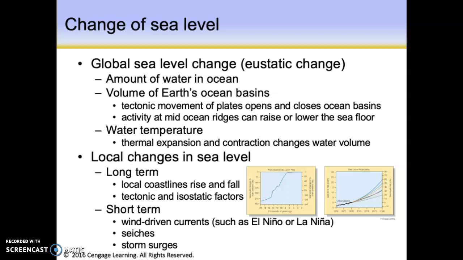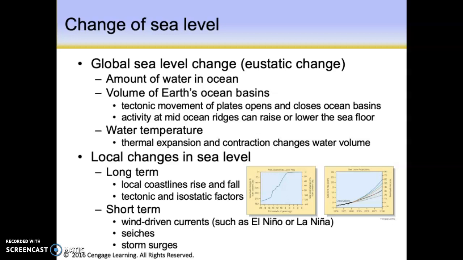The first thing we want to mention is the global experience of sea level change. This is also called eustatic change. This is what happens to sea level worldwide. One of the things that is going to cause sea level to change is the amount of water in the ocean. This is affected primarily by the formation and melting of ice on land. If you make a big mass of ice on land, that's not in the water, and so that would cause sea level to fall.